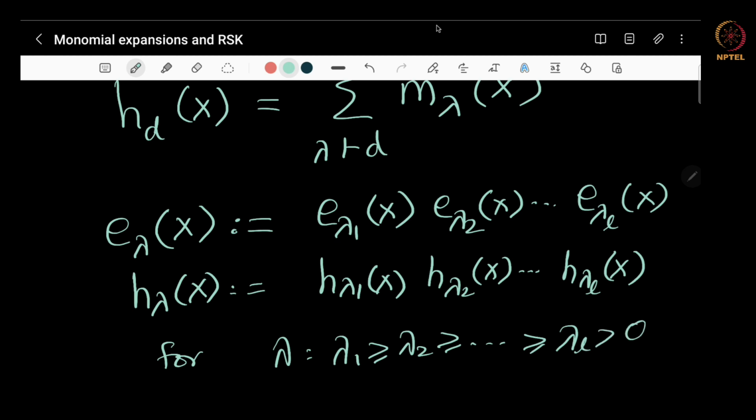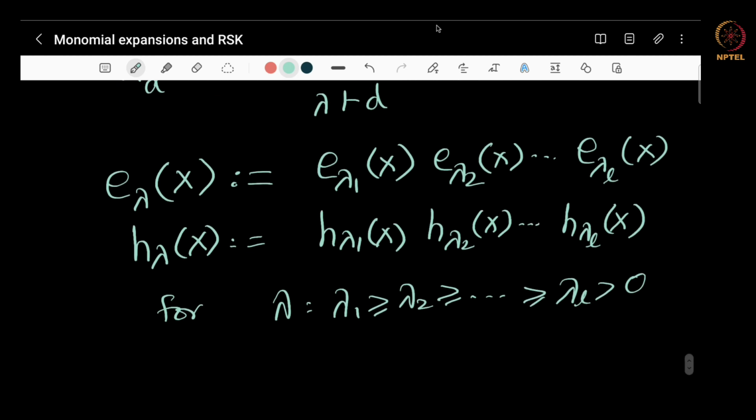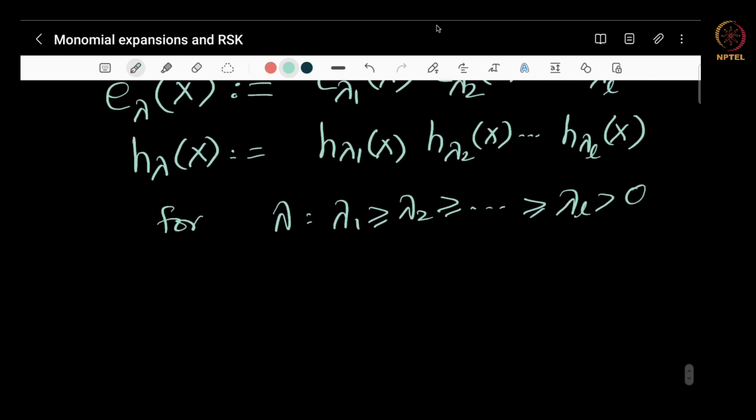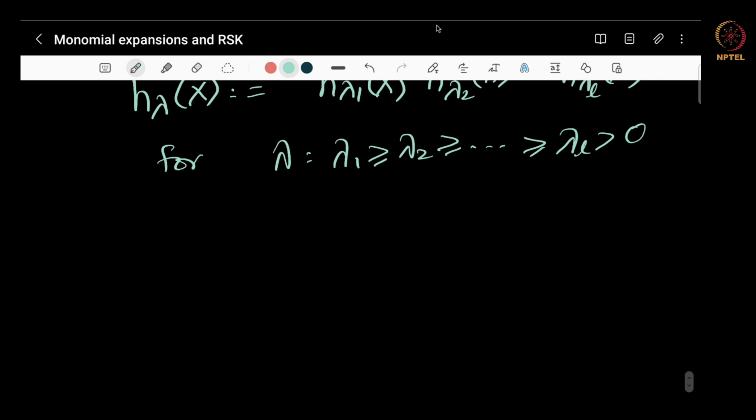So given a partition, I can talk about E lambda and H lambda as before. And we've done this in the case of finitely many variables. The definitions are more or less the same, and the key proposition there, which has the exact same proof, so I'm not going to repeat it, tells us how to expand E's and H's in terms of monomial symmetric functions. So these are the monomial expansions of the E's and the H's.